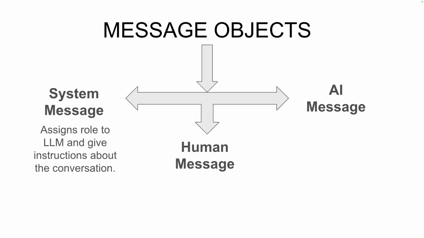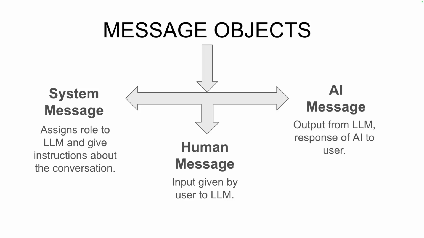System message basically assigns some kind of a role to your large language model, and it provides some boundaries or instructions on how the conversation should go on. Then you have human message, which is basically the input that you give to the large language model. So anything you write or talk to on ChatGPT or in general with the large language model, any input that you give is basically a human or a user message. And finally is the AI message, which is the output that you get from the large language model. The response from the artificial intelligence to you is called AI message.